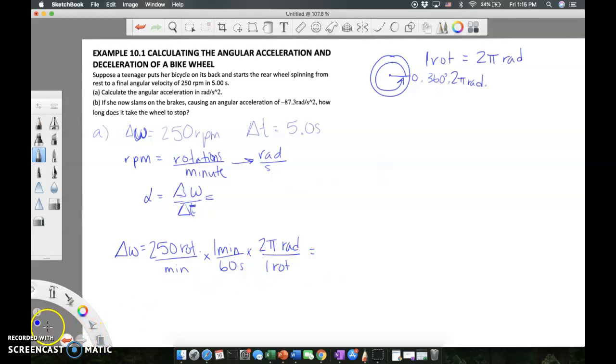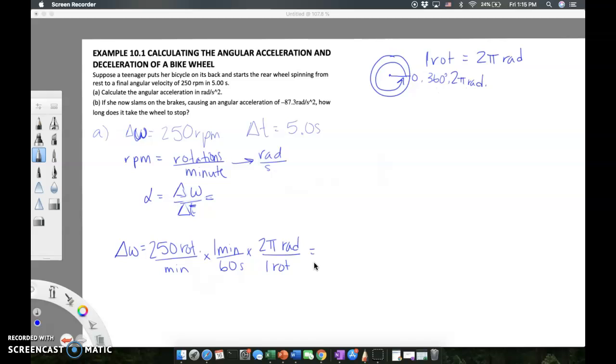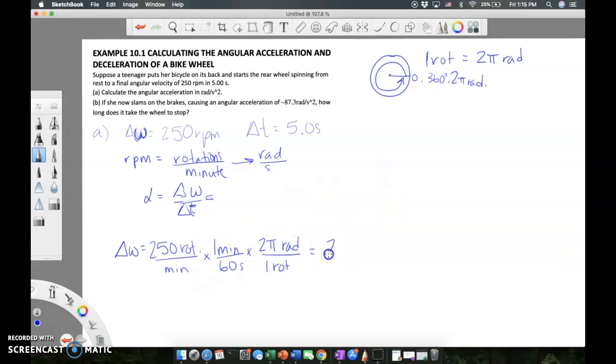Give me 1 second while I get my calculator. Alright, so we have 250 times 2 pi divided by 60, and we get that our delta omega is about 26.2 radians, because we converted, per second. So now this is our delta omega, our angular velocity.